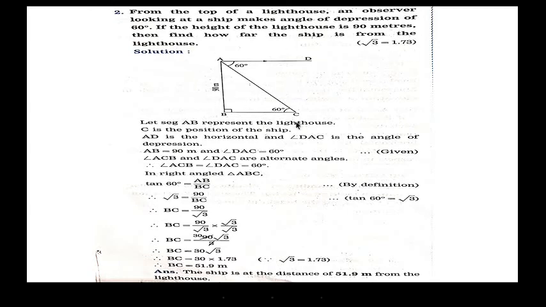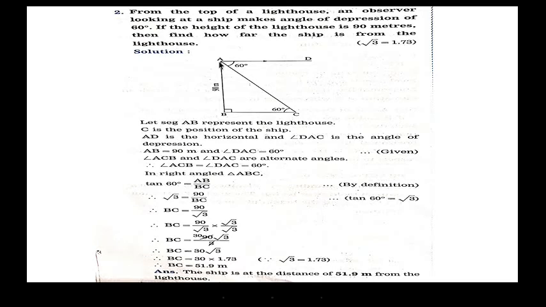So we first draw a rough sketch. Drawing these figures is compulsory for word problems of this chapter. So you have to draw the figure. So we have a lighthouse. From the top of a lighthouse, so we take segment AB as the lighthouse. Observer is looking at a ship and makes an angle of depression of 60 degrees.